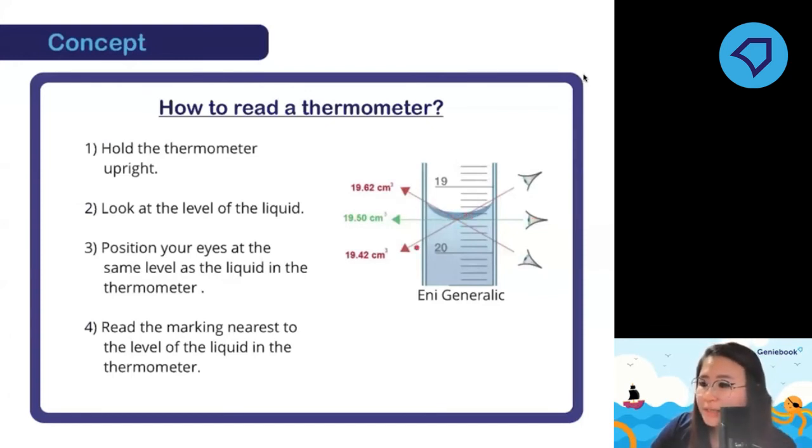So if you're seeing this thermometer over here, how many degrees is this? Yes, so this is 19, this is 20, so halfway would be 19.5. Someone is asking, how come there's no bending in water bottles? This only occurs if you have two surfaces that are very, very close to each other.